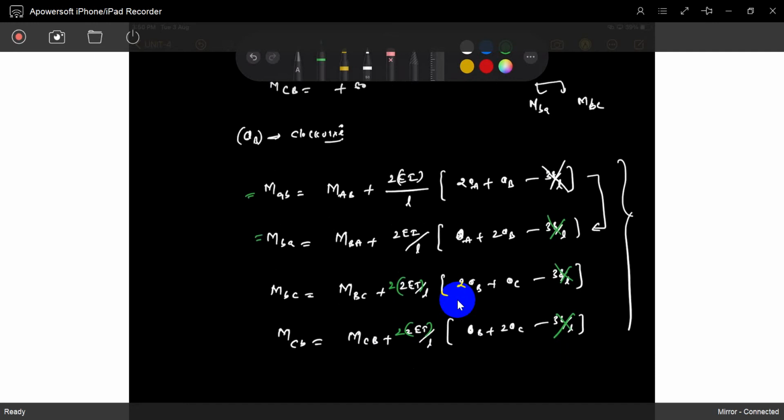So you will get MAB, MBA, MBC, MCB. To get those values, first you have to find out theta A, theta B, theta C. Then only you will solve and get MAB and MBC. Okay, I understood. You have to find out those values.